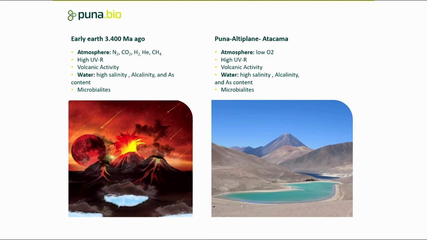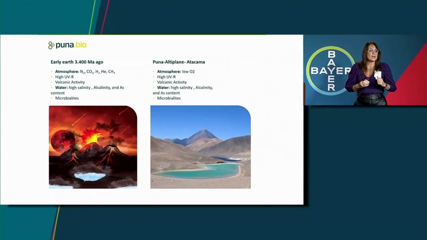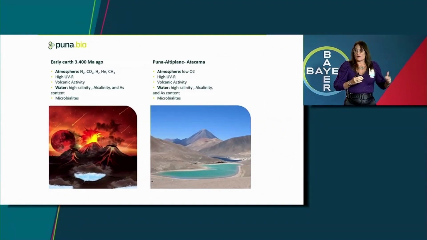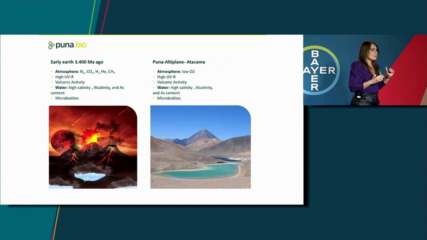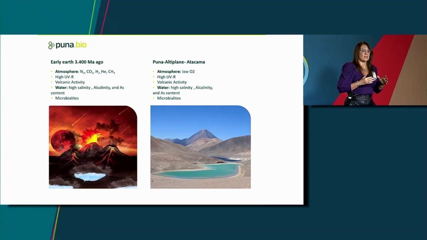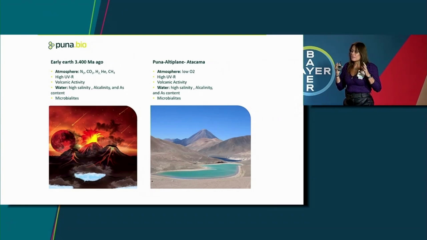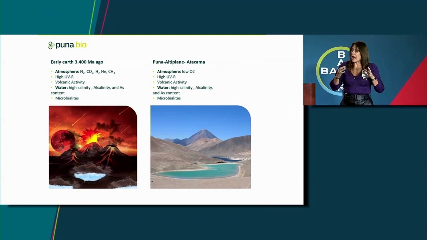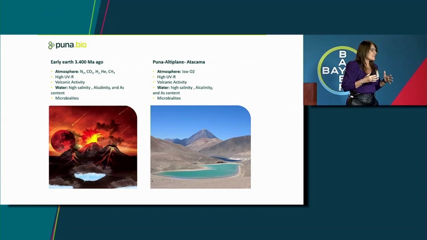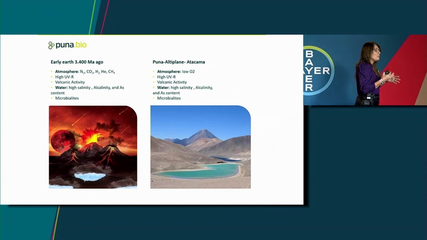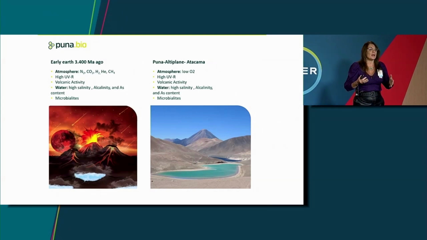They are placed over 4,000 meters above sea level, so there is a lot of UV radiation. Because of the high altitude, there is low oxygen pressure. And more importantly, the water in the lakes there presents a lot of arsenic, sulfur, high alkalinity, and 5 to 8 times the salinity of the ocean. So it is very similar to the primitive soup where life began.